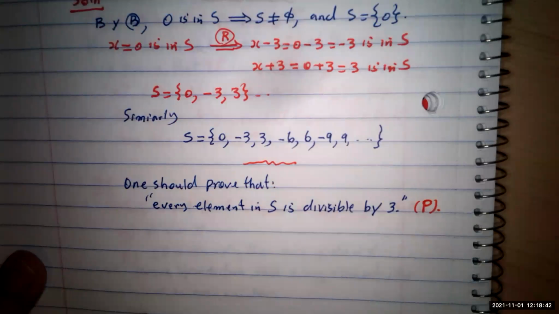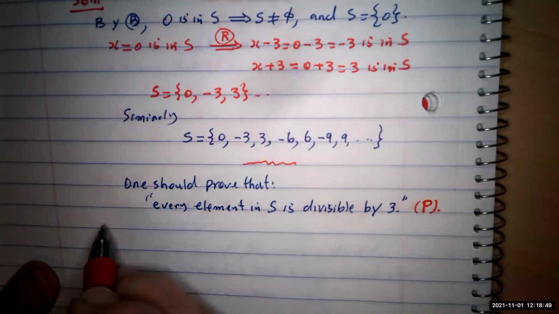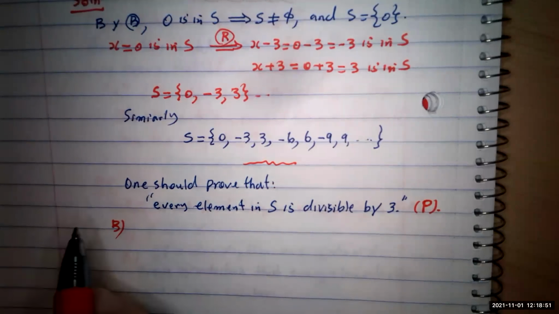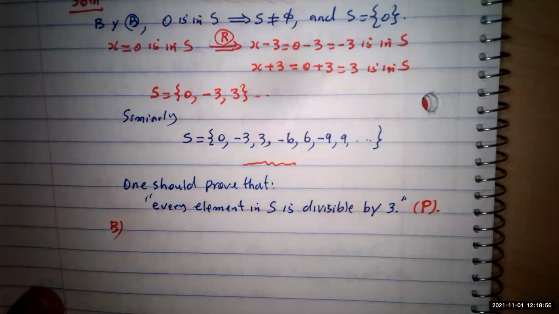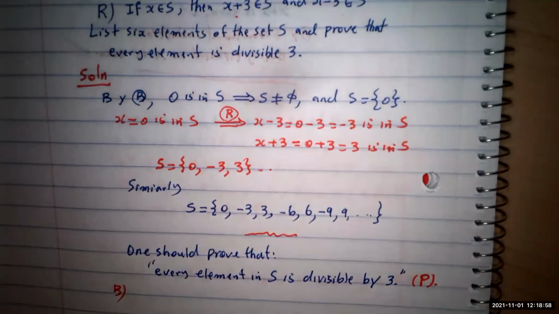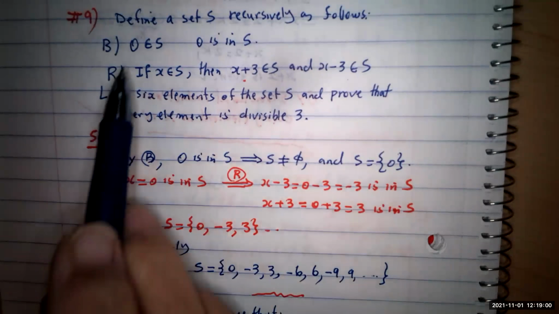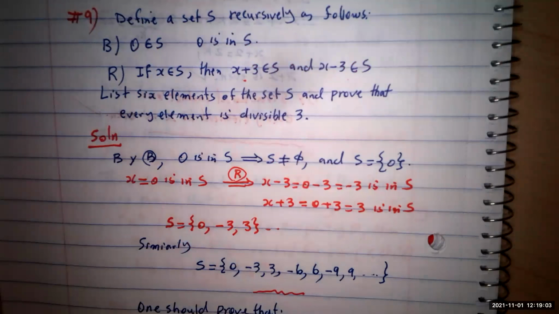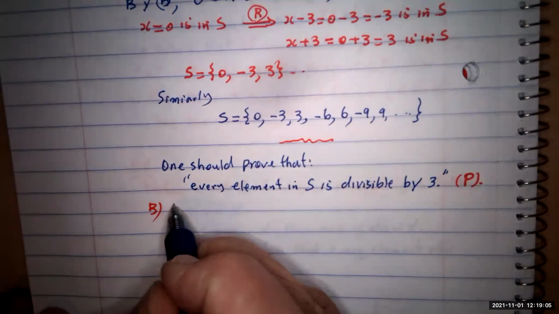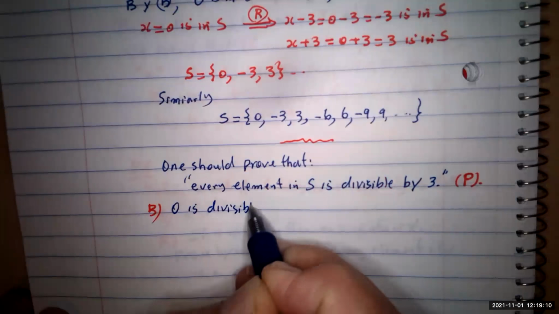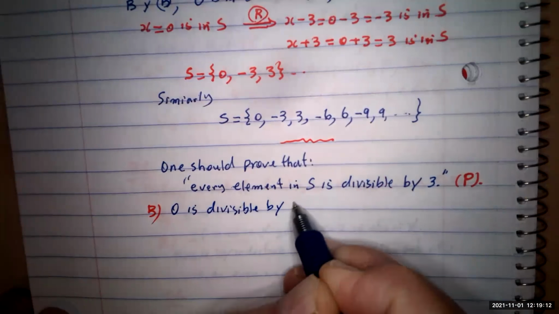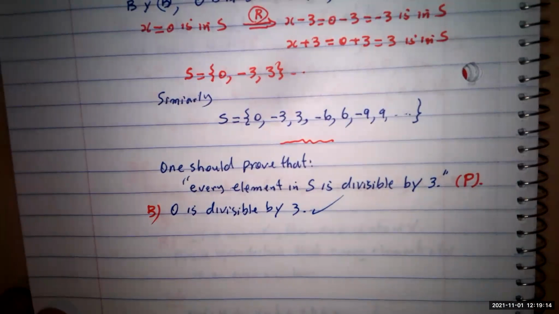Okay. So what we are going to do is the basic step. The basic step is your basic element must have this property. Basic element is 0. 0 is divisible by 3. Done. That's the basic step.